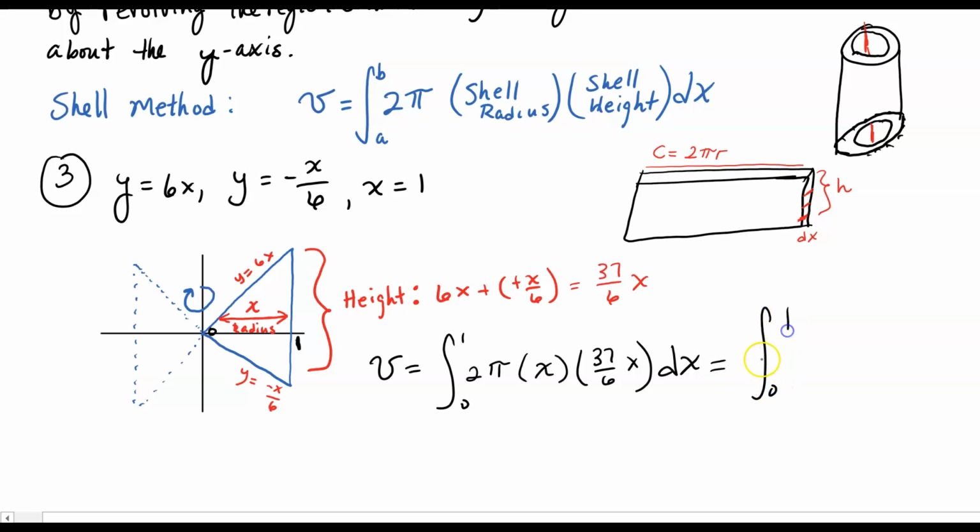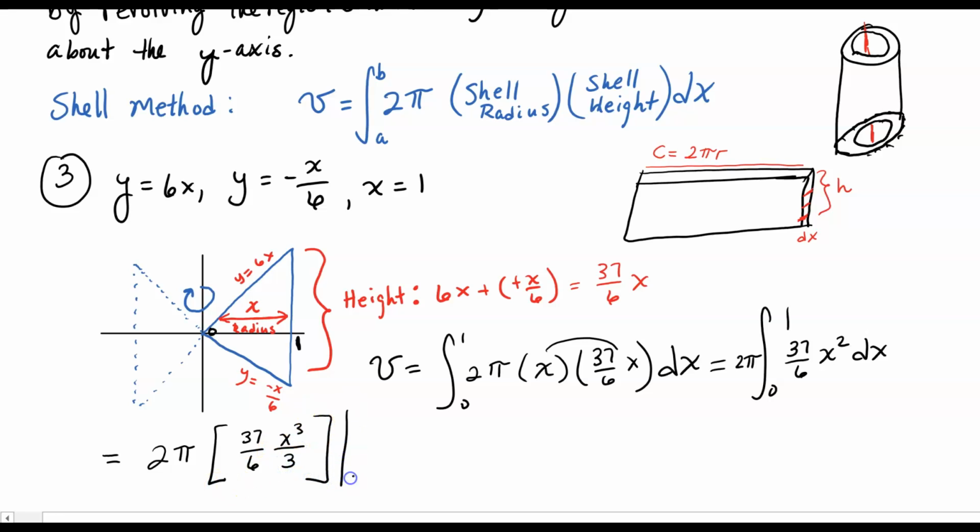So from 0 to 1, we're going to write the 2 pi on the outside. We're going to have 37 over 6x squared dx because we're going to multiply these two. Now we're ready to integrate. So here's the calculus part, if you will. 2 times pi, then multiplied by, well, we've got 37 over 6, and then the x squared becomes x cubed over 3. Okay, evaluated from 0 to 1.